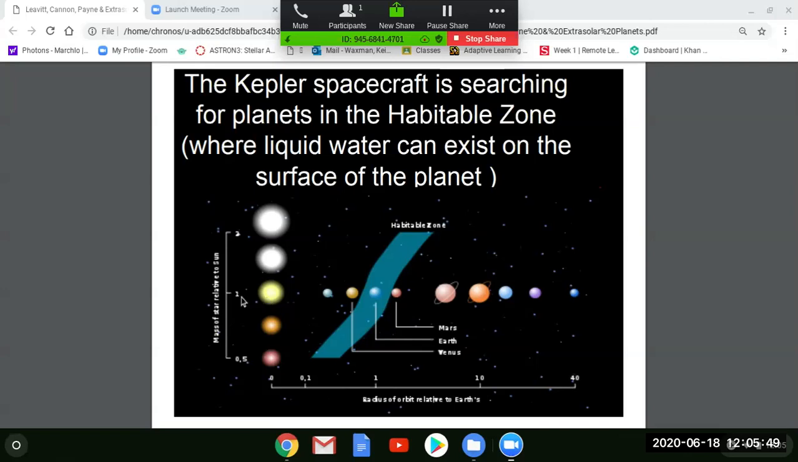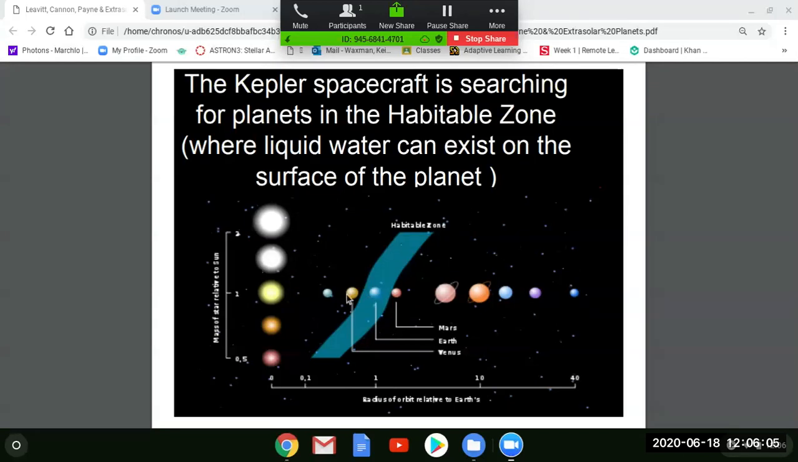Now, take a look at this. This represents the sun, one solar mass. The blue here represents the habitable zone. That represents the Earth there. We're in the habitable zone. How do we know? We have liquid water on our surface.